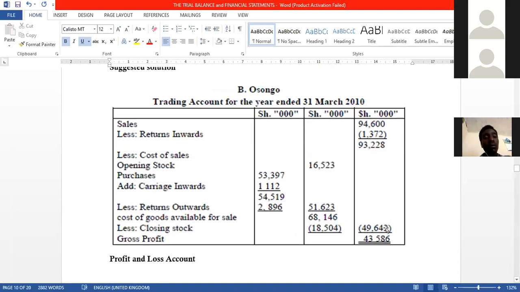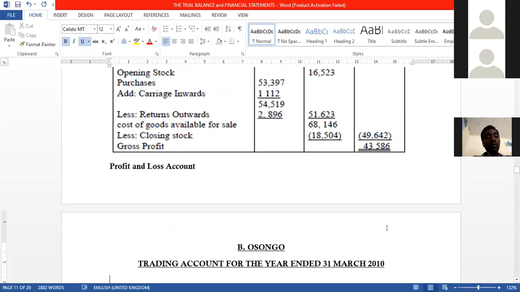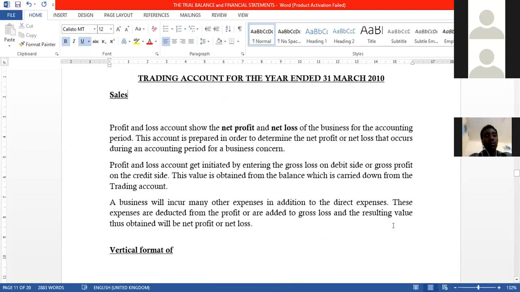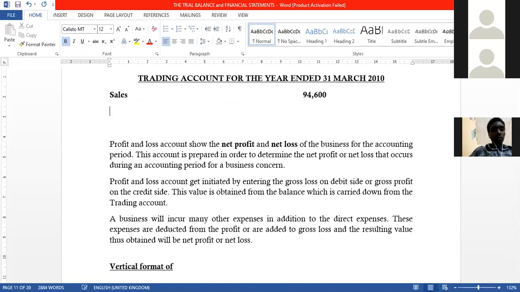Because here we have sales, of course. What is the amount of sales? 94,600, right? $94,600. You can just redo it here. Less return in.